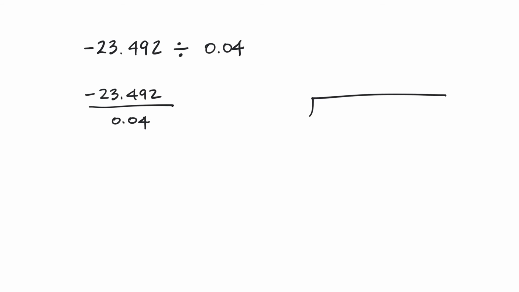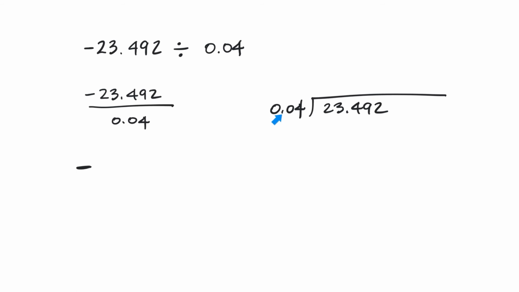So if we rewrote this, it would be 0.04 into 23.492, and you just have to remember that your answer is going to be negative, because this is negative, this is positive, and remember the rule: when dividing a negative by a positive, you get a negative. So we'll do our computation over here.